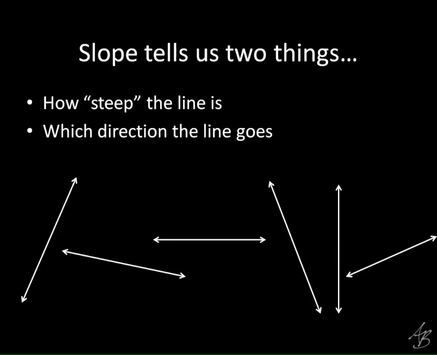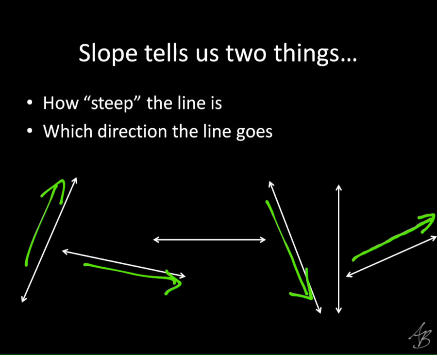How about this one? As you go from left to right, which way are we going? Up or down? Up. So is it positive or negative? That's positive. All right, so there's two of them on here that are positive. The first one and that last one. There's two of them that are negative. This one here and this one here. And then these other two are neither.